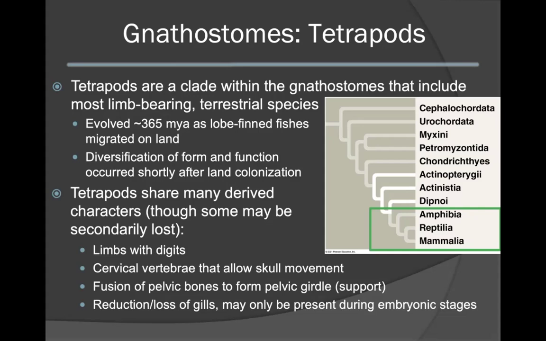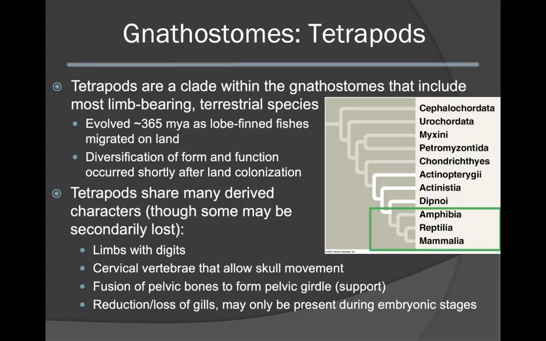Another major group within the gnathostomes include the tetrapods. These include the amphibians, reptiles, as well as mammals. Tetrapods include most of the limb-bearing terrestrial species. It is believed that tetrapods evolved about 365 million years ago from an ancestral lobefin fish that migrated onto land.